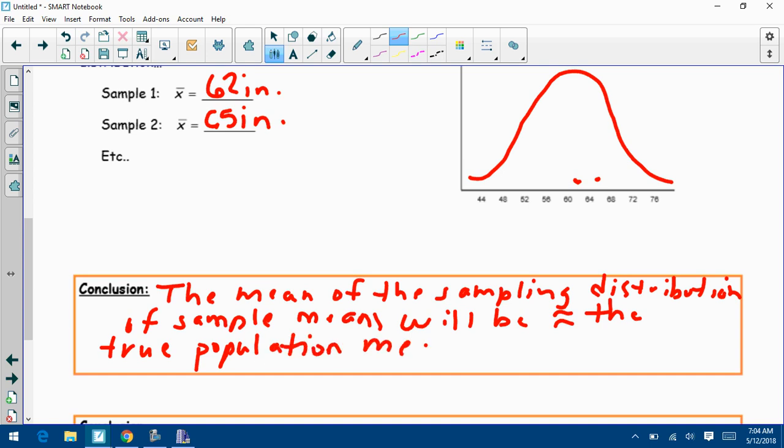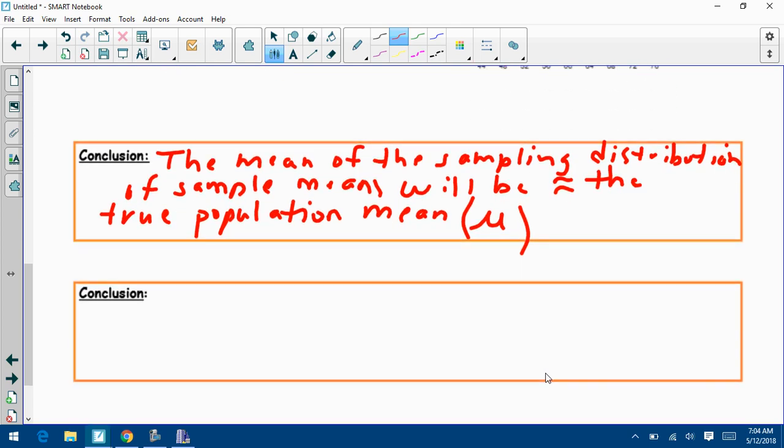And just to differentiate with notation a little bit, for the sample means we've been using X bar. If I want to talk about a population mean, that's when we use that mu. So that's the mean of the entire group. And that's similar to sample proportions. We said that the mean of the sampling distribution of proportions was equal to the true population proportion.